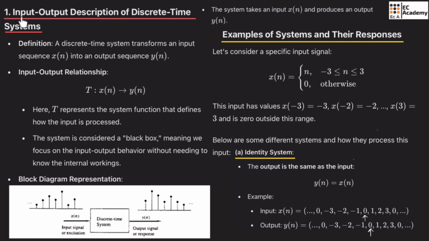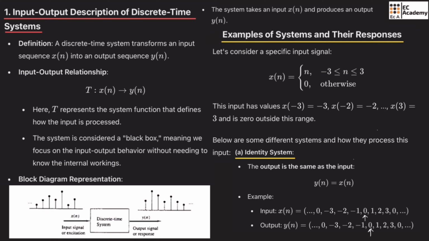In this lecture, let us understand the input-output description of discrete time systems. Here, we will understand how to define the input and output for a discrete time system. We know a discrete time system transforms an input sequence x of n into an output sequence y of n.